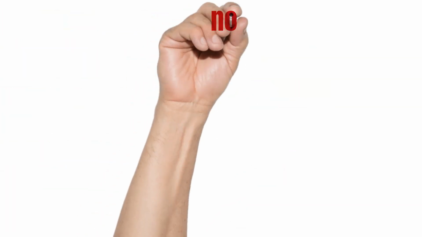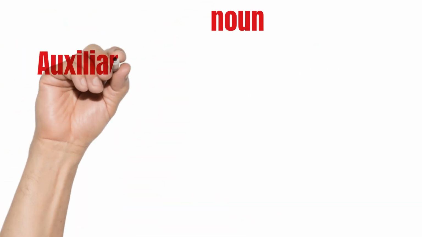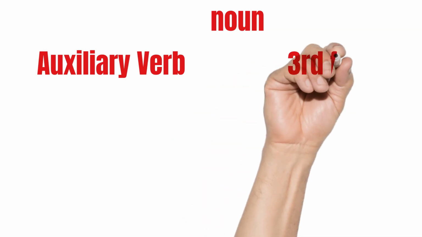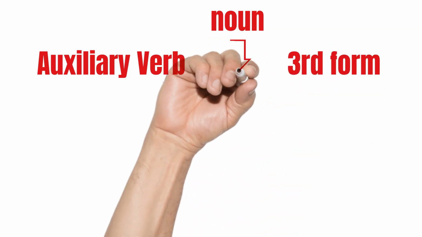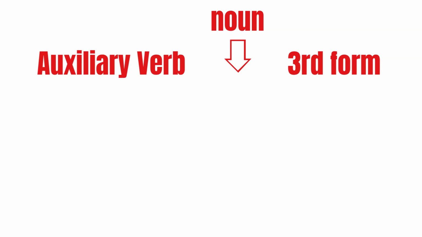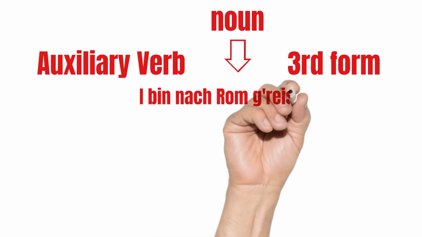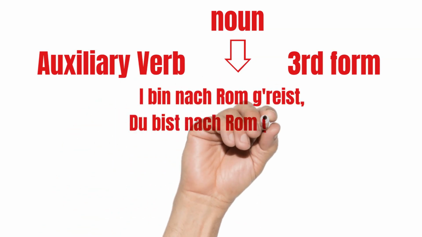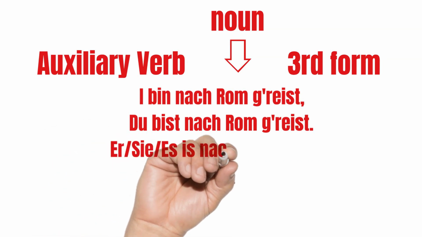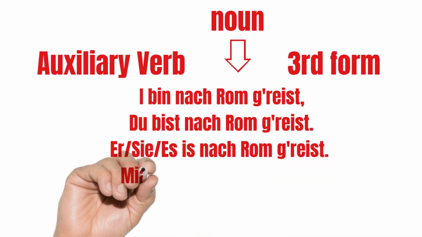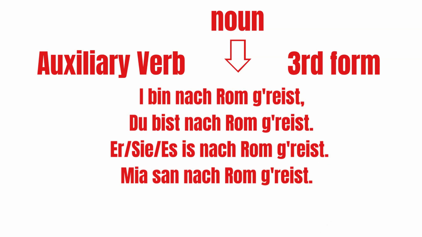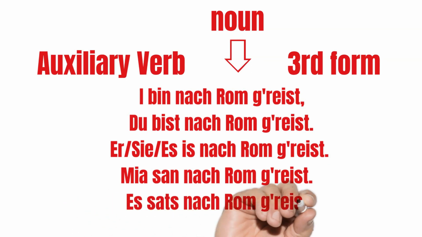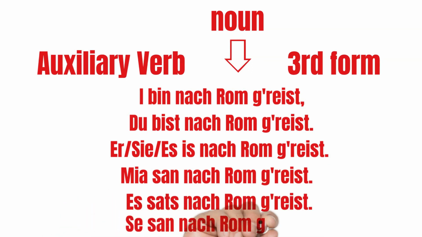Furthermore, an example with the auxiliary verb sein. In English, it would sound like I have traveled to Rome. In Austrian German, ich bin nach Rom gereist. Du bist nach Rom gereist. Er, sie, es ist nach Rom gereist. Wir sind nach Rom gereist. Es seid nach Rom gereist. Sie sind nach Rom gereist.